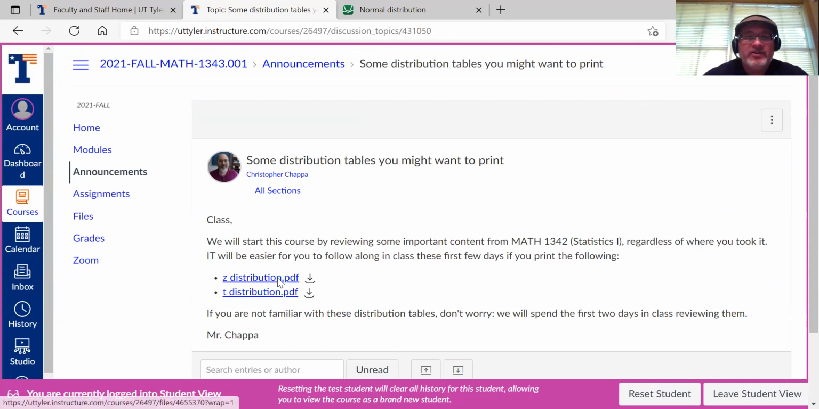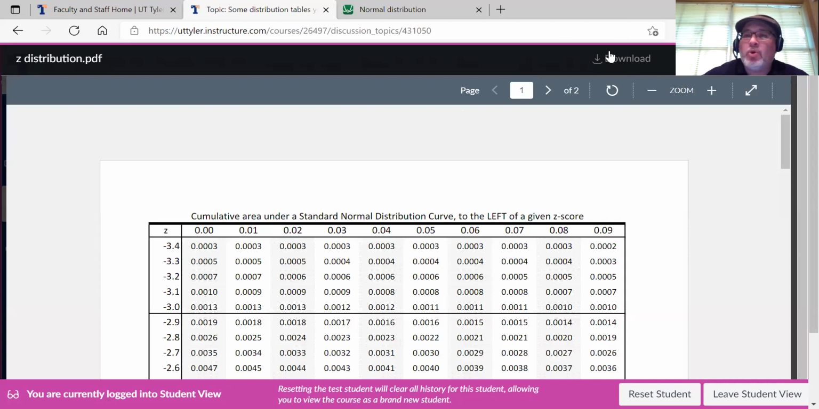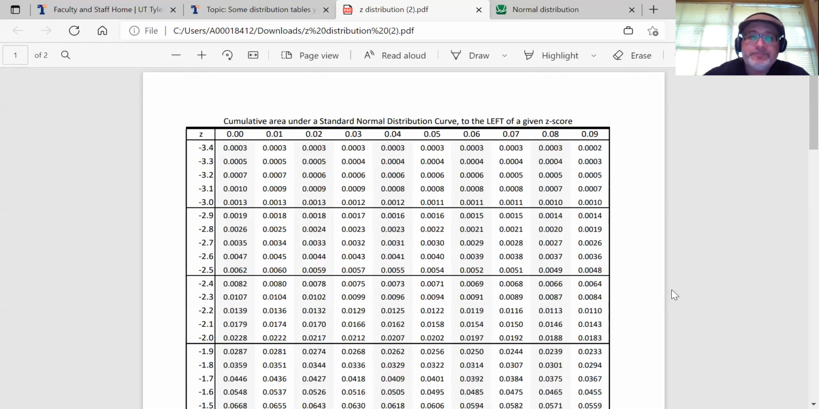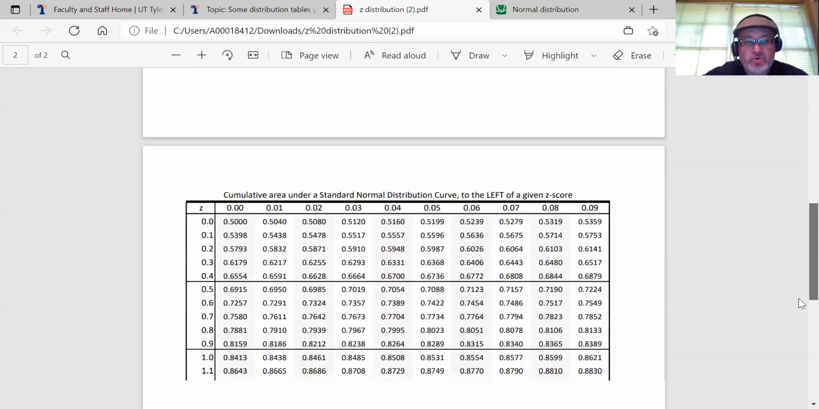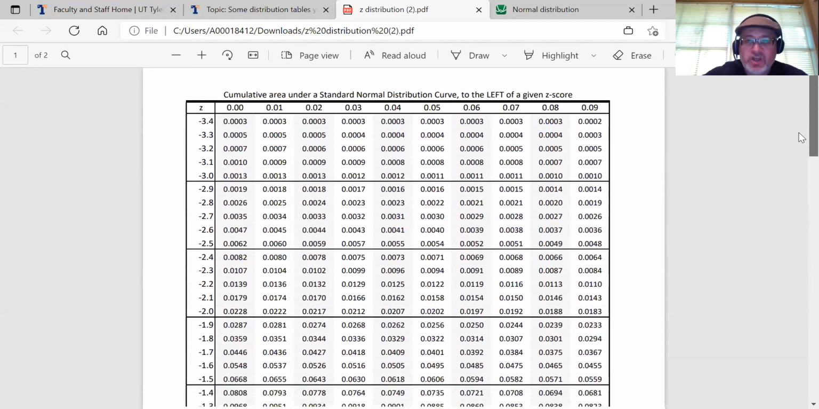But let's go ahead and click the Z distribution, and I'm going to download it so that it's in its separate tab in this browser. You might want to print this out. If you do, and you have the option, print it two-sided, because it is a two-page document. On one side are the negative z-scores, and on the right side are the positive z-scores. But before we go roaming through this collection of numbers, let's just figure out exactly what's going on here.